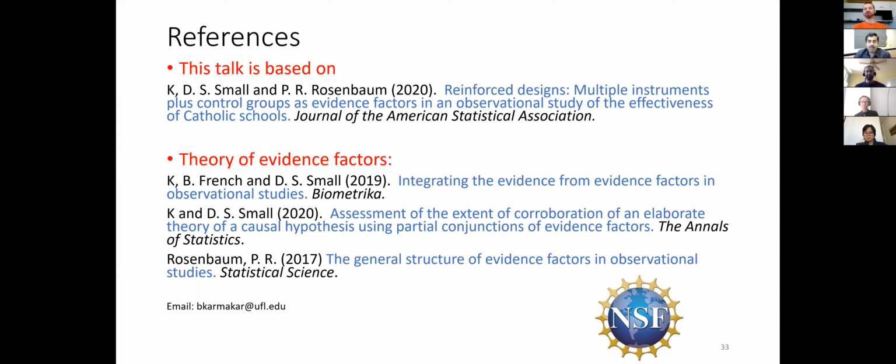What I'm working on now is combining triangulation methods using not only instruments, but also negative controls, and using sensitivity analysis. The different kinds of tools that we have, can they be used in a formal way? We don't want to do ad hoc stuff. We want to use them in a formal method and give something more principled. Thank you. That's very exciting.